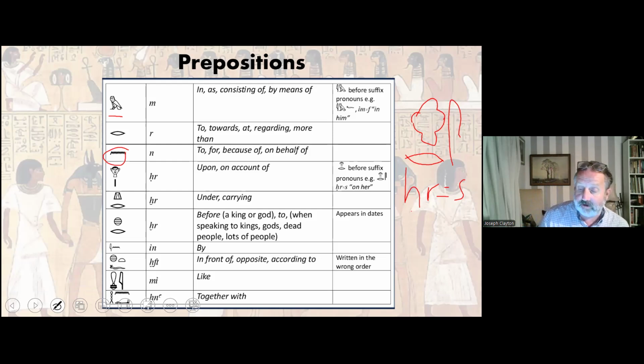Then hr: under, or carrying. Remember, if you see a man under a sword, it means a man carrying a sword, or a donkey under ten bags of grain, or whatever, means carrying as well. It's one of its most common meanings. Hr is generally used in dates and things, or when speaking to lots of people, or dead people, or really important people. In: by, we saw that when we were doing infinitives and captions. Hft: in front of, opposite, according to. M: like. Hna: together with.